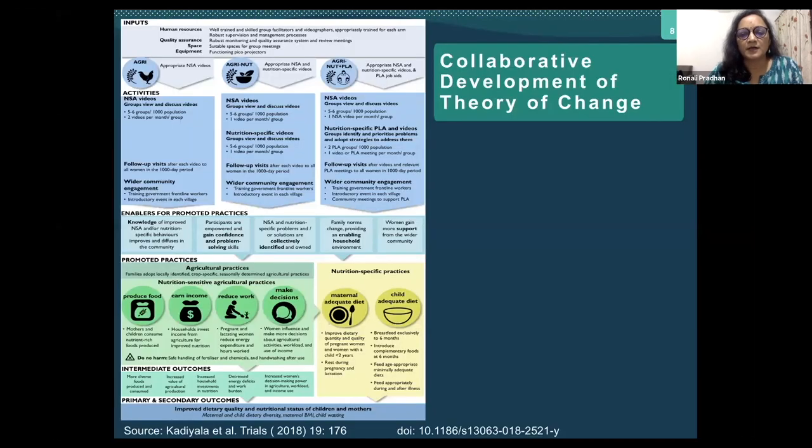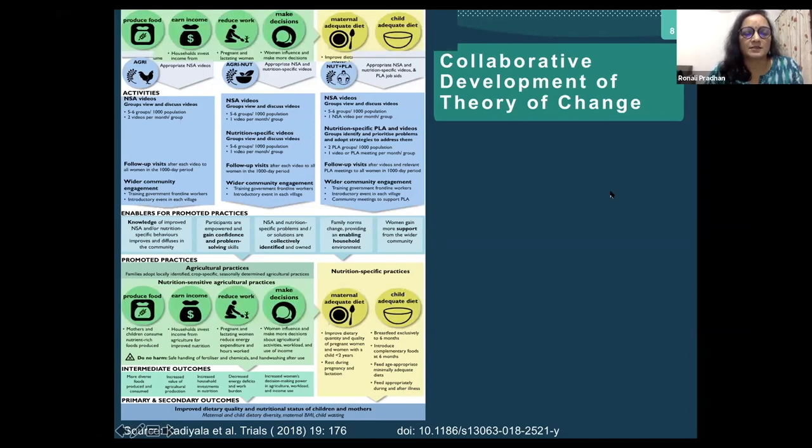So if we try to understand the UPAVAN intervention design, this is the theory of change. I know this looks complex, but in simpler terms, it is a project input and output metrics where we try to define the impact pathways very clearly, so that it helped us throughout the project. It serves as a guiding tool for us.